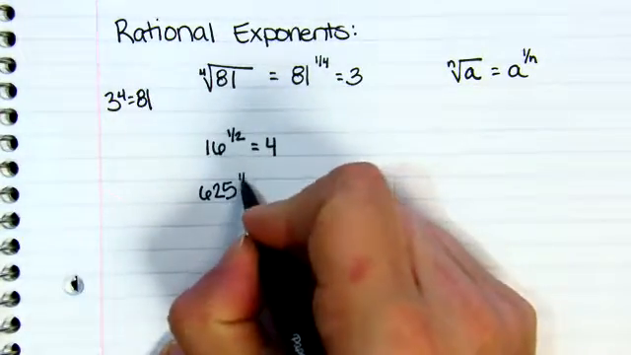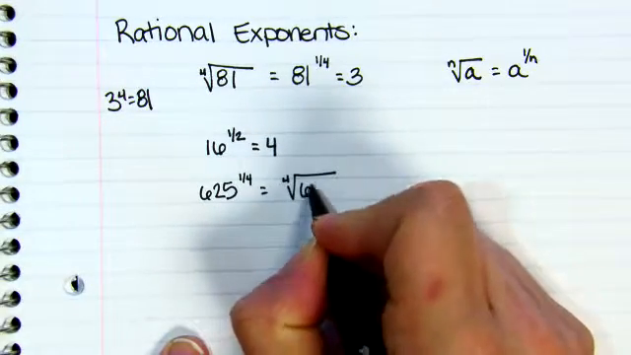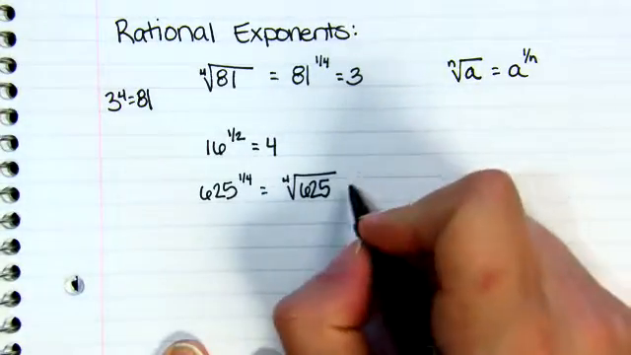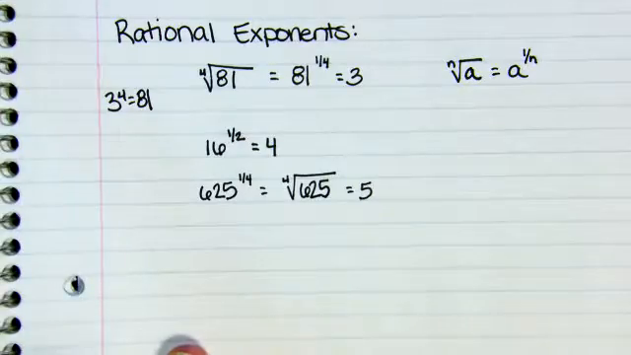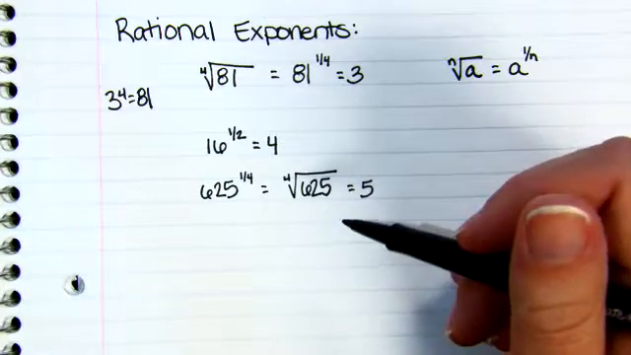625 to the 1/4 power. Another way of saying that is the 4th root of 625. 5 to the 4th is 625, so this answer would be 5. So when you see that fraction, that's what it means.